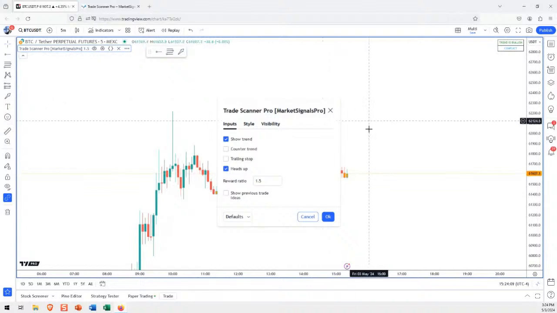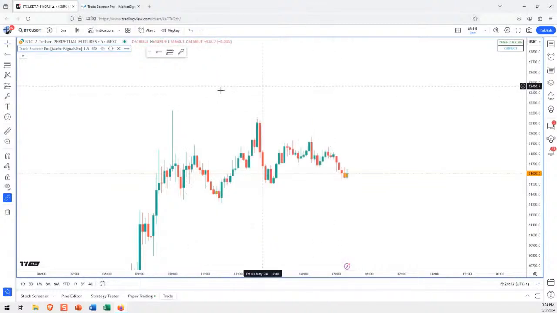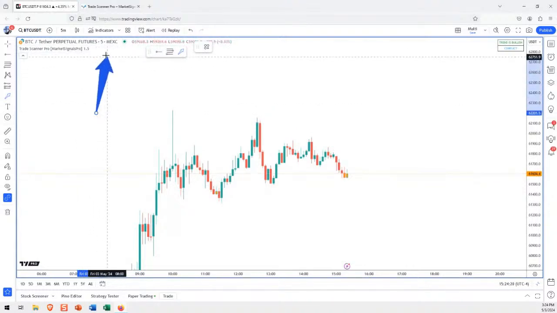Now, this is very important. If you're wondering how I got that menu, you go up here on the Trade Scanner Pro and roll over it, and you'll notice a little circle over here, right? It pops up over here.